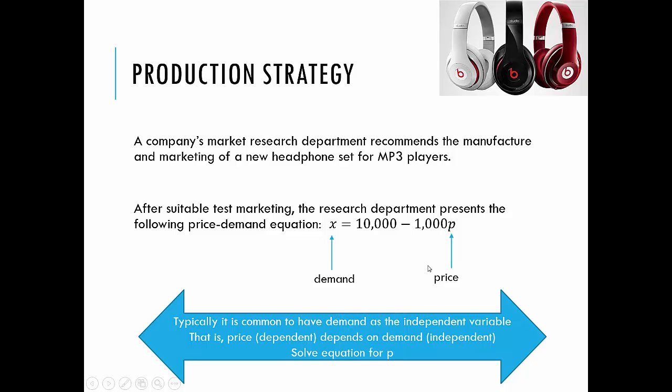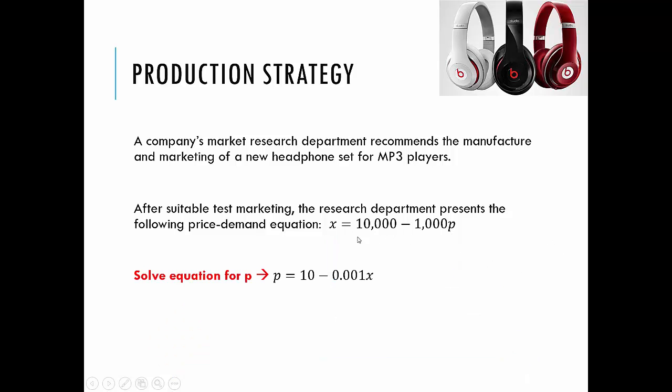Typically, you see this solved for P. In other words, what we like to say is our dependent variable, our price, depends on our demand, our independent variable. Well, no problem. We're good with algebra, right? We can solve this for P. So all I did was I subtracted the 10,000 from both sides, and then I divided by this negative 1,000. So I just solved this equation for P, which again gives me my price as a function of my demand, which we kind of like.